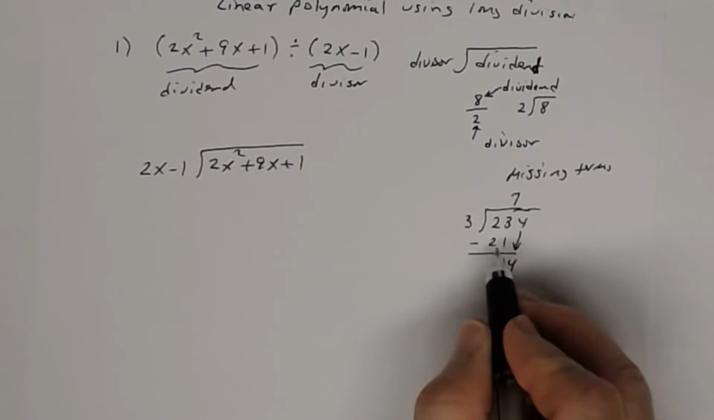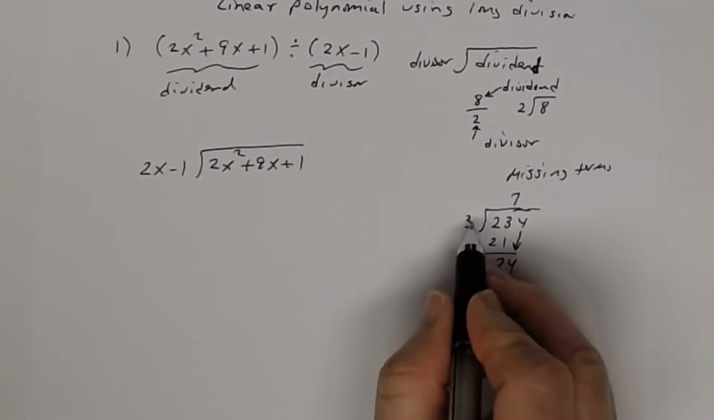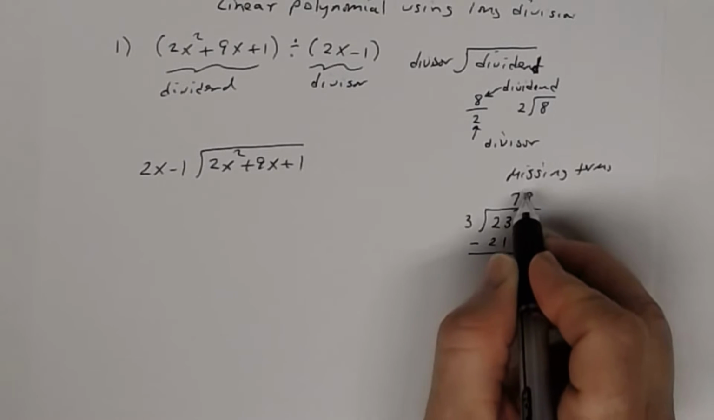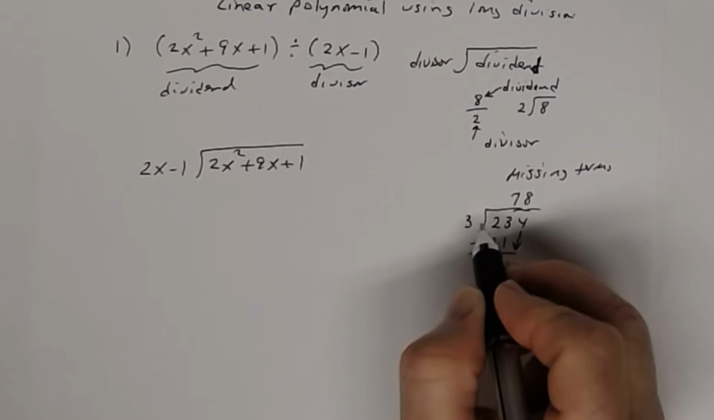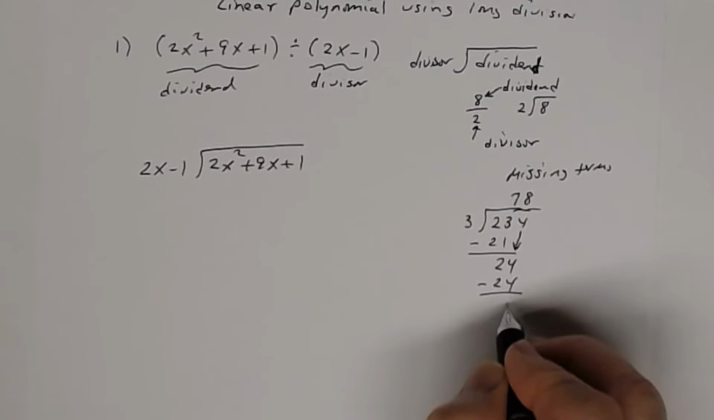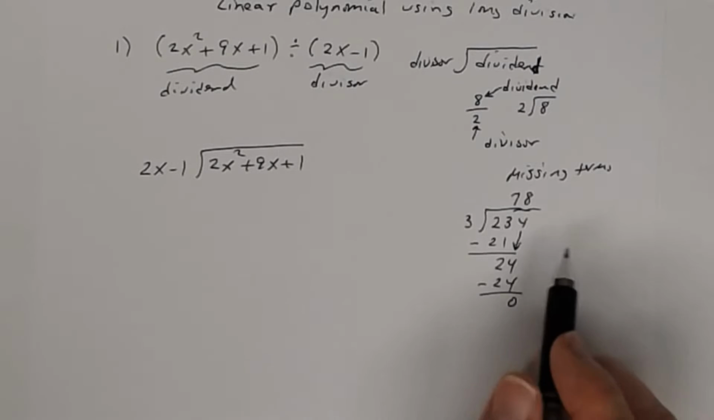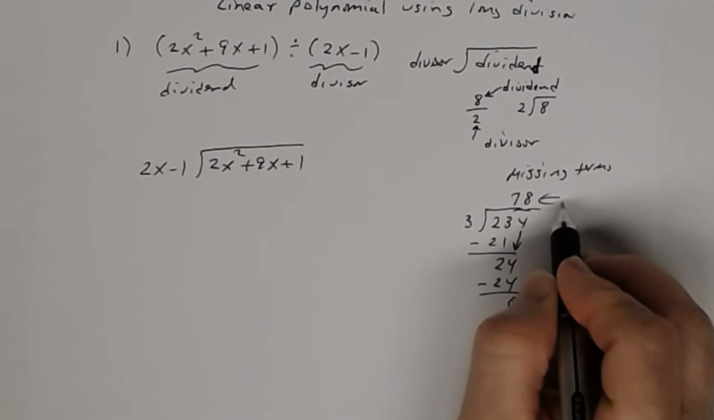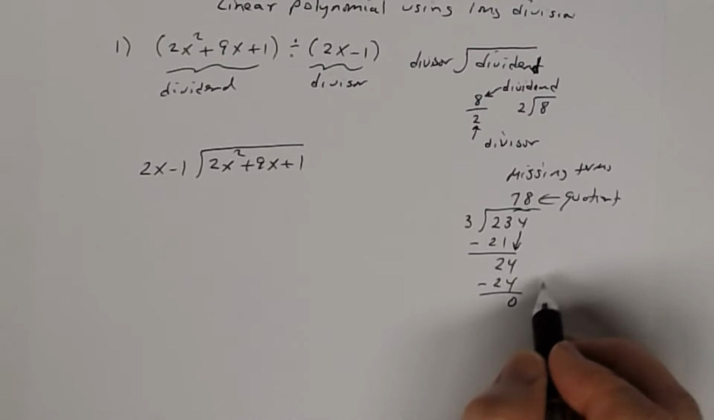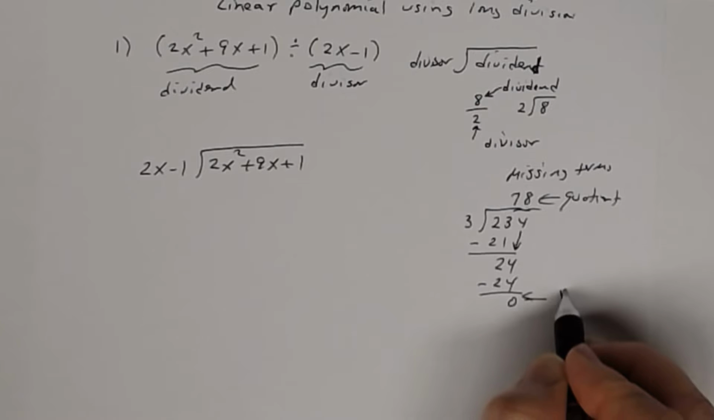And then I said 3, we do the process all over again. 3 into 24 is 8. Then I take this 8 right here, remember that? Take this 8, multiply by 3, and I get 24, and then I subtract again, and the remainder is 0 here. So your quotient is this part up here, that's your quotient, and then this is your remainder.